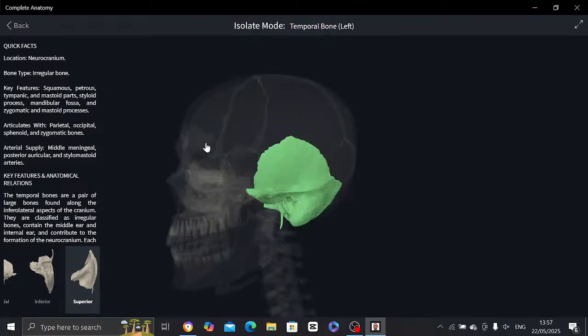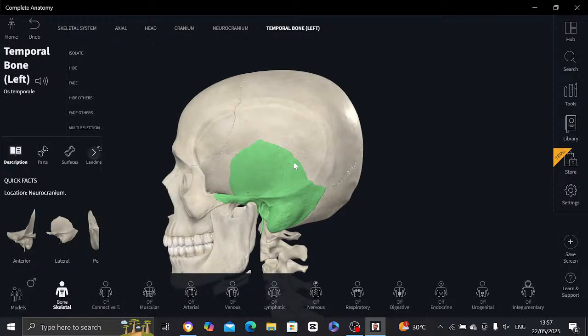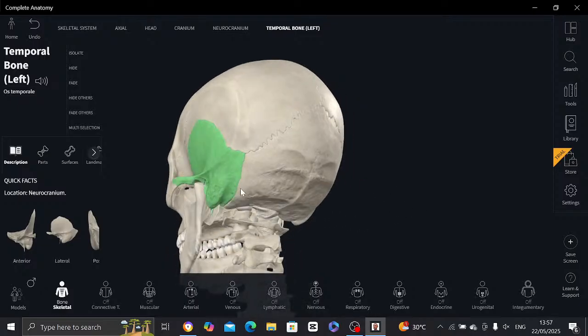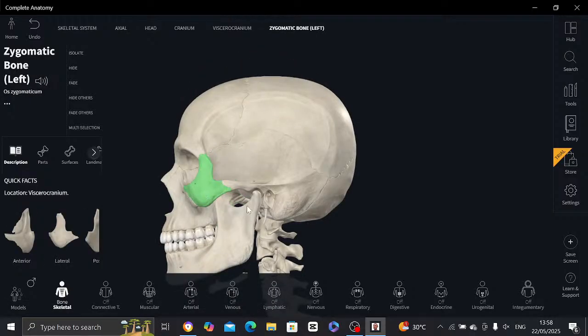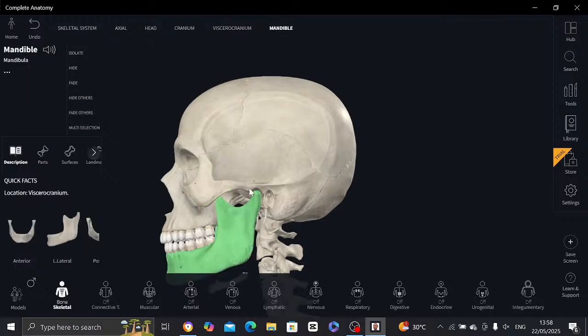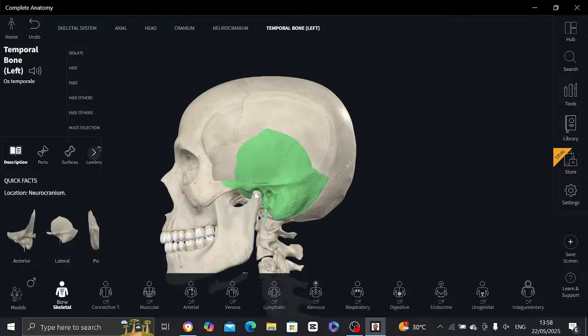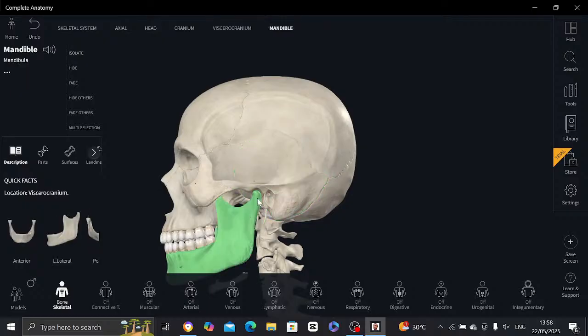So basically, this is the temporal bone. The parietal bone attaches at the squamous suture to the squamous portion of the temporal bone. Then posteriorly, it attaches to the occipital bone, and to the sphenoid bone. It also attaches to the zygomatic bone in the anterior aspect. And at this junction is the TMJ, the temporomandibular joint. Temporo for the temporal bone, mandibular for the mandible, and the joint.